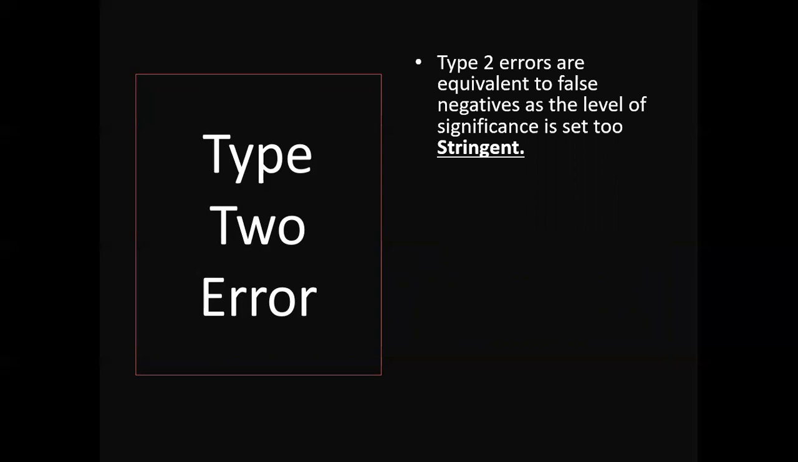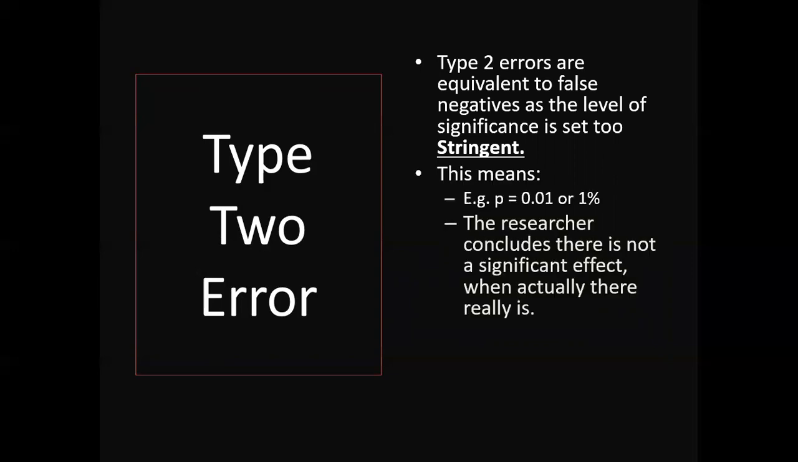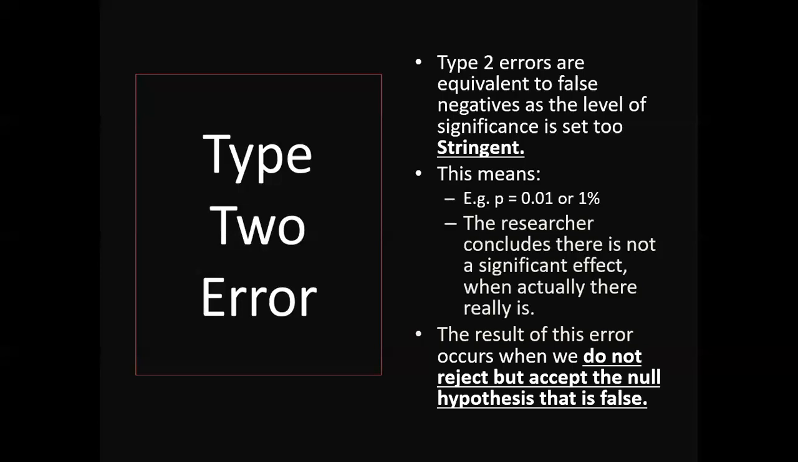And that means, rather than sitting at 5%, we may put it down to 1%. And the research concludes that it's not a significant effect when actually there was. So this means we accept our null and reject our alternative. Meanwhile, we should be accepting our alternative hypothesis and rejecting our null.